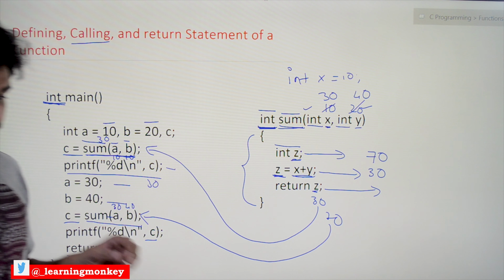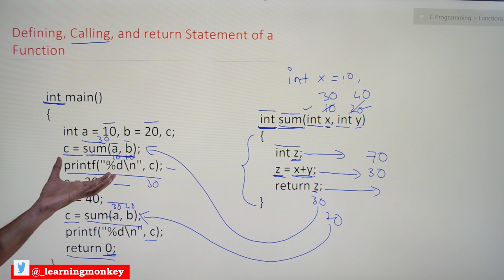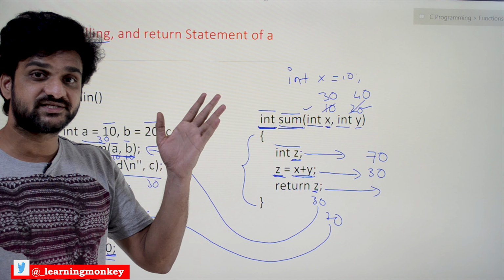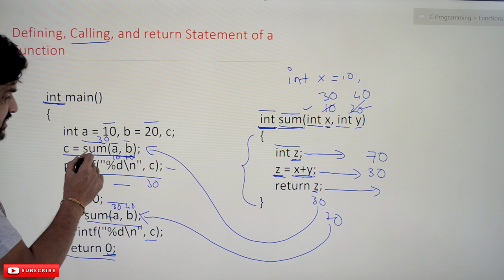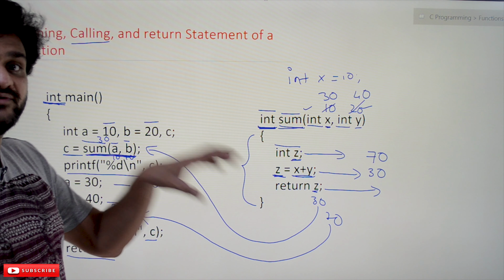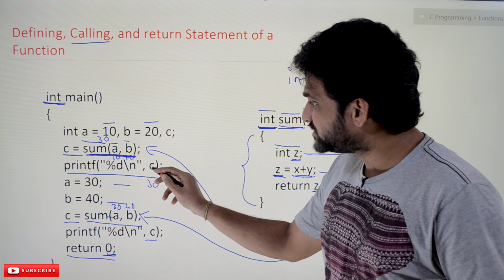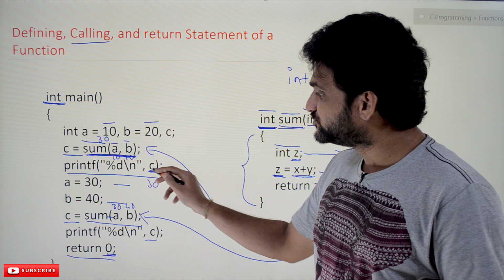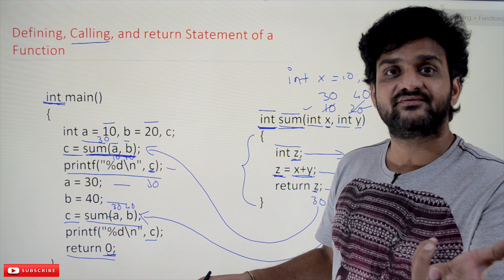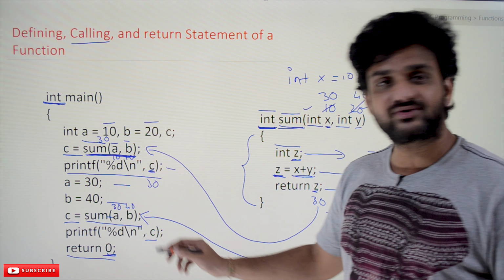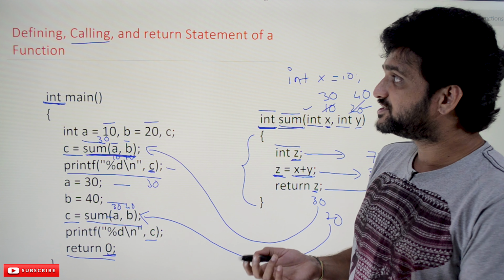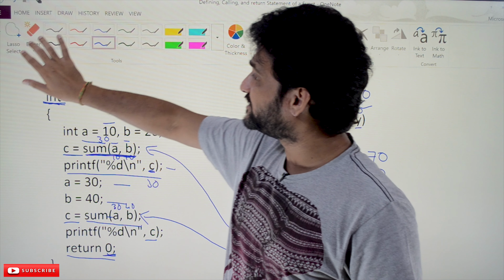Okay, so now one more concept. This same program can be written in a different way, because the concept that we have to understand is that here there is no need to store the return value. There is no need for this return value to be stored in a variable, as we are using it in the printf. There is no need to remember that return value. So this same program can be written in a simpler way. Let's try to understand that also.